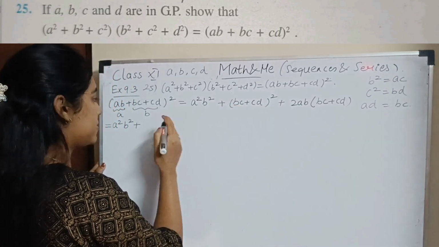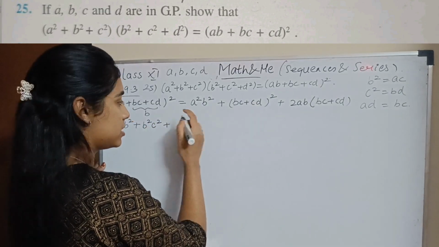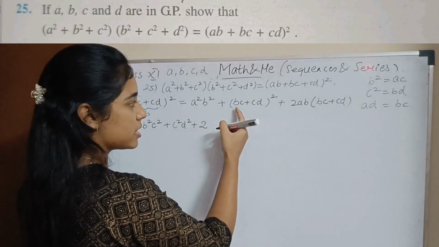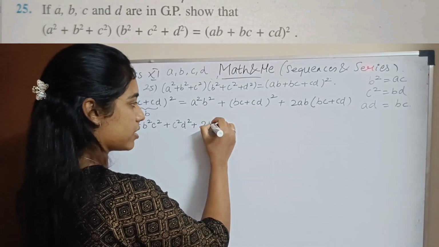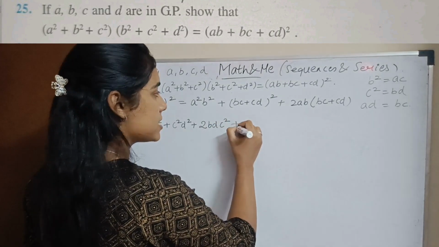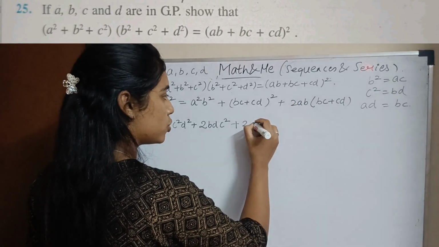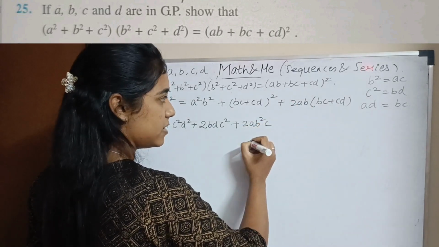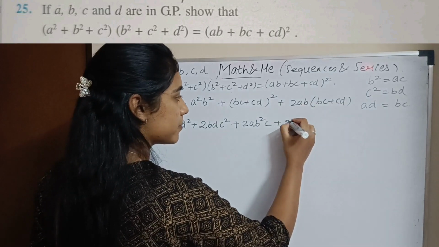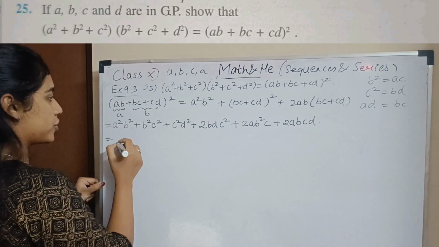So what is my A square? B square C square plus another C square D square plus 2 times BD C square. Okay? Plus, I'm going to open the brackets: 2AB square C plus 2ABCD. Okay? So what do I have? I'm going to write this down again.